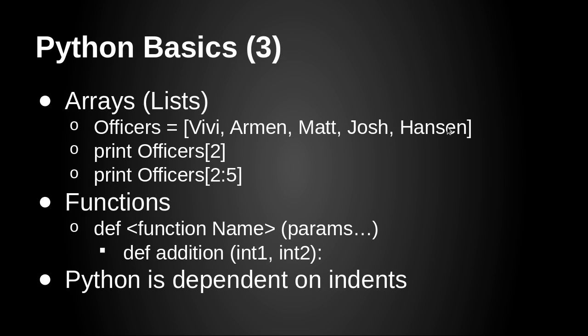Actually, that's an overflow, but 2, 3, 4, 5. That is 2, 3, 4. Actually, no, it's not. It doesn't include the 5. Actually, it does not include the 5. Sorry. So just 4. Matt, Josh, and Hansen.